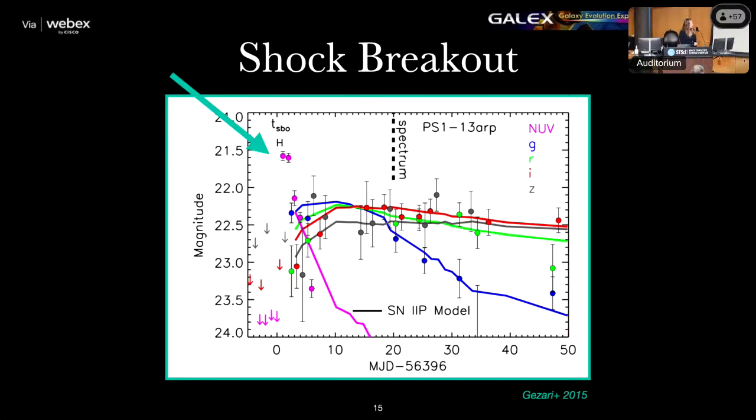Here you can see that rapid fading, although I will say that this was not as rapid as initially thought, which may be telling us that the progenitor had a larger radius or there was some kind of extended CSM. And this is something that ULTRASAT is specifically going to be looking at and should provide us with much better statistics and understanding of what's going on.